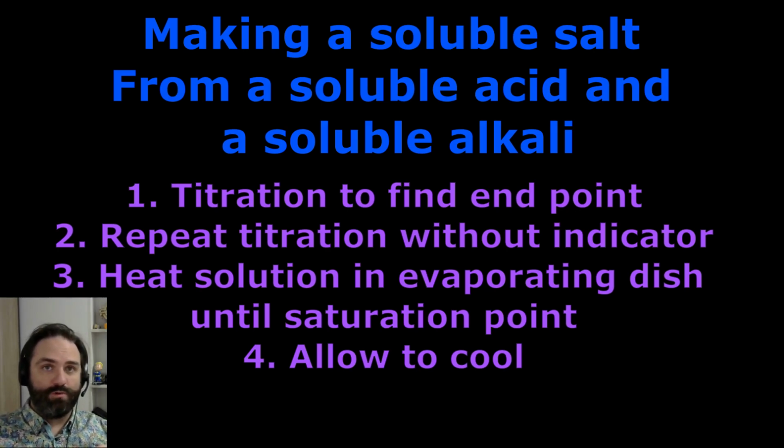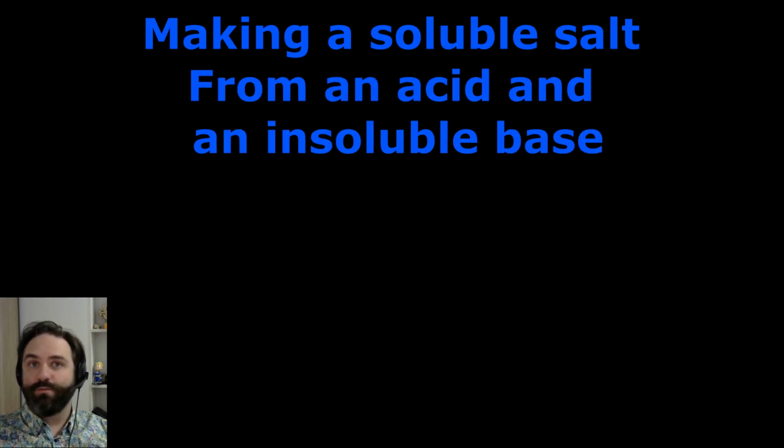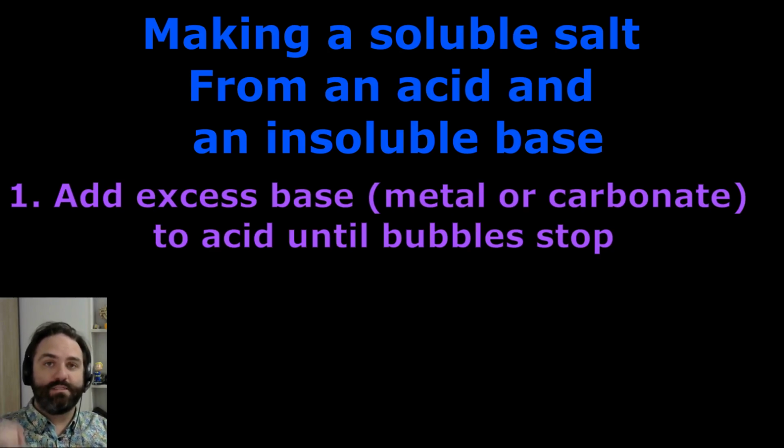Okay? The next one is where you're making a soluble salt, so your product's going to be soluble, from something insoluble. So that might be a lump of metal. That might be a lump of carbonate, like a rock. Okay? Salts, you're always reacting with acids. Acids are always soluble. Okay? So only one of our reactants is going to be insoluble. So what you have to do is you've got to fully react all of your acid. And you do that by adding an excess of your insoluble thing. So for example, if it's calcium carbonate, you'll keep adding calcium carbonate until it stops bubbling.